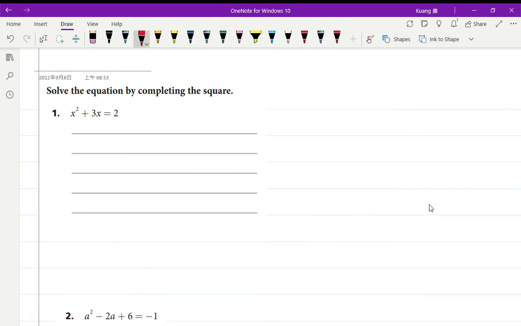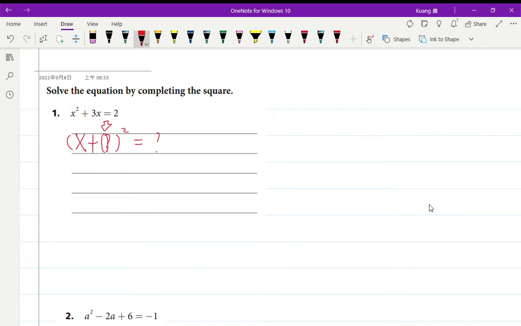Okay, complete the square. First, you make sure your coefficient of x squared is 1. Yes, this one is. It's 1. And then the coefficient of x is 3. So I want to turn this equation into something squared: x plus something squared equals something. Right? I want to make this equation like this. How can we do that?